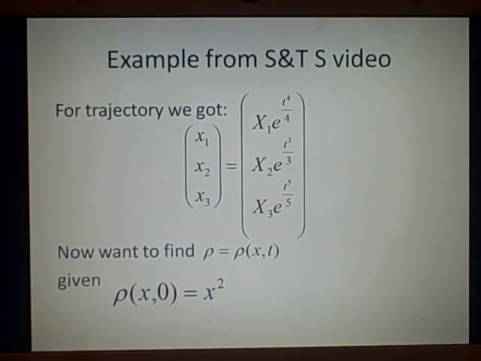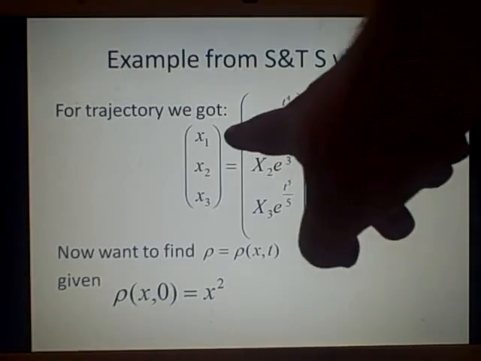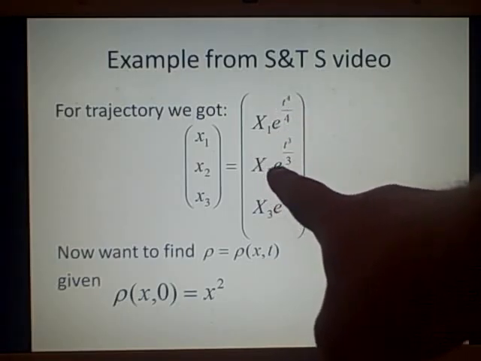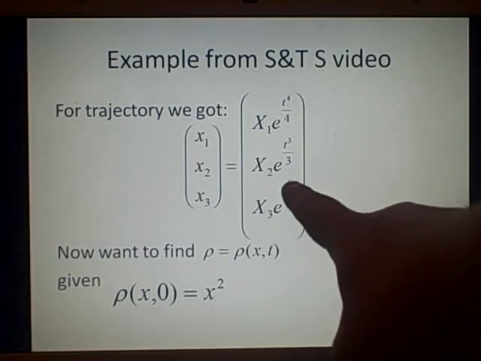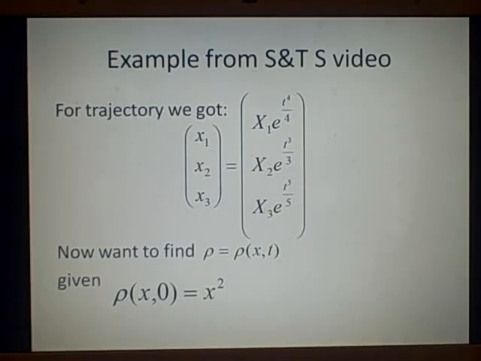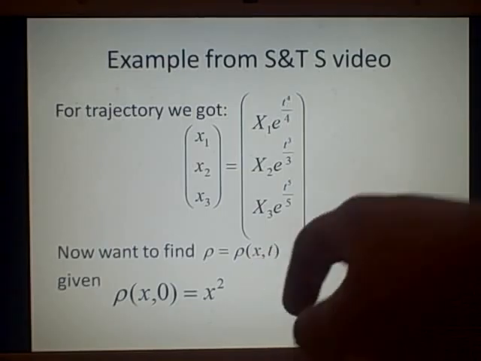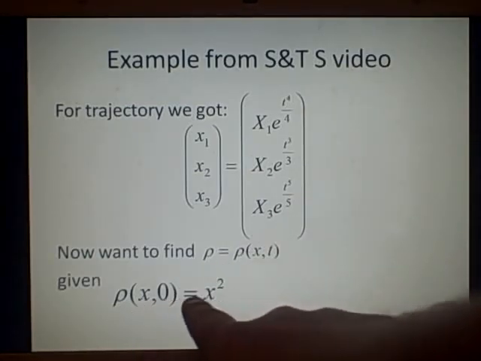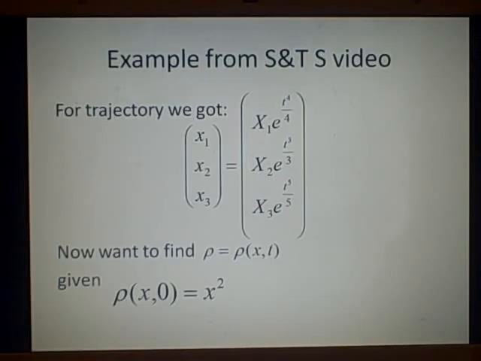Right, so now we're going to use the example which we used in the streamline and trajectory solving video, and for that we got the trajectory here, which is x1, x2, x3 equal to X1 e^(t^4/4), X2 e^(t^3/3), X3 e^(t^5/5). Now what we want to find is rho. Remember, this is rho in terms of x and t. I think if it was in terms of x, t and s, then you could use the streamline one, but it usually asks you for rho in terms of x and t, so that's why we're using the trajectory. And we're given that at the origin, so t is 0, that rho is x squared.